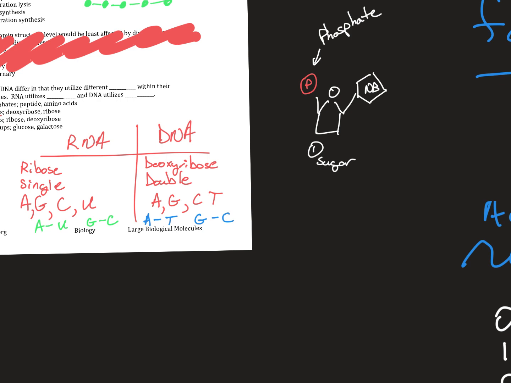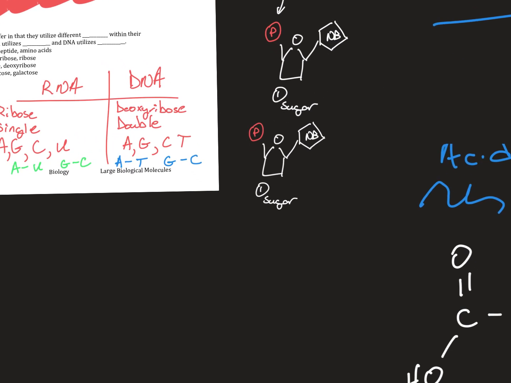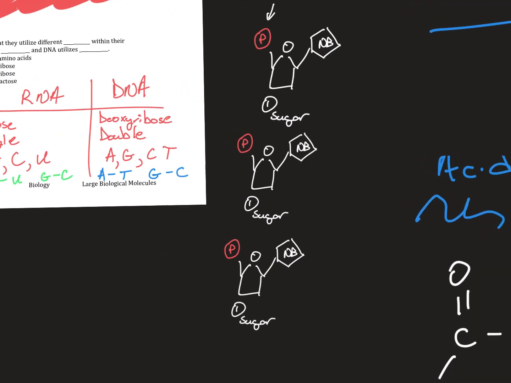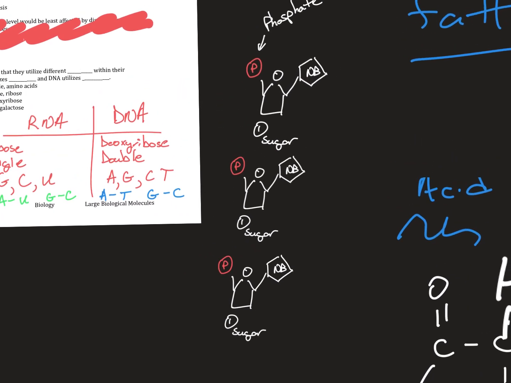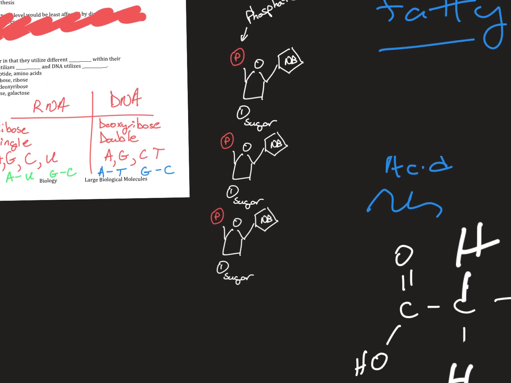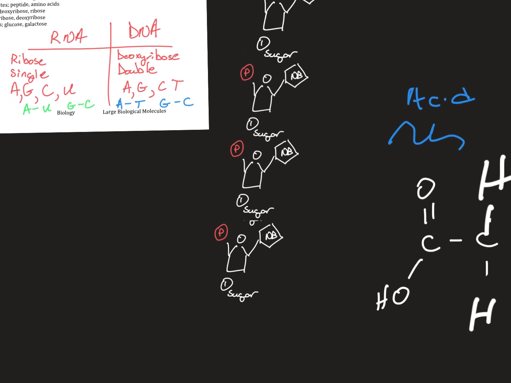And the question is, you can link them together. How would I link them together? What process would I use to link these together? Who can tell me? Who's been paying attention? How would I link these nitrogenous bases, these nucleotides, together? Get rid of something. Excellent. What do we call that process? Dehydration synthesis.